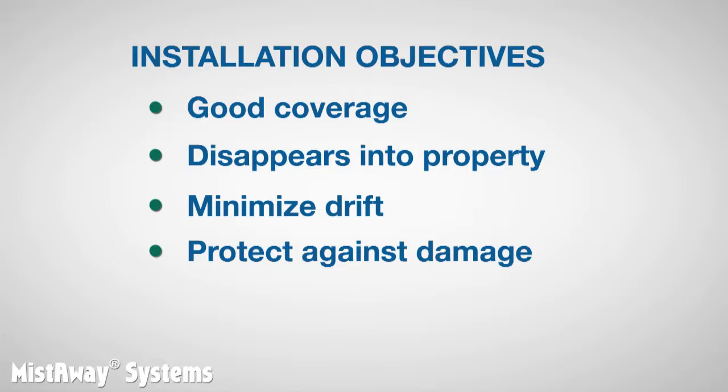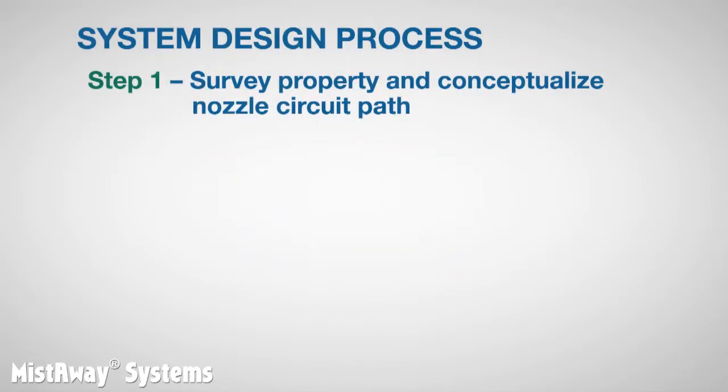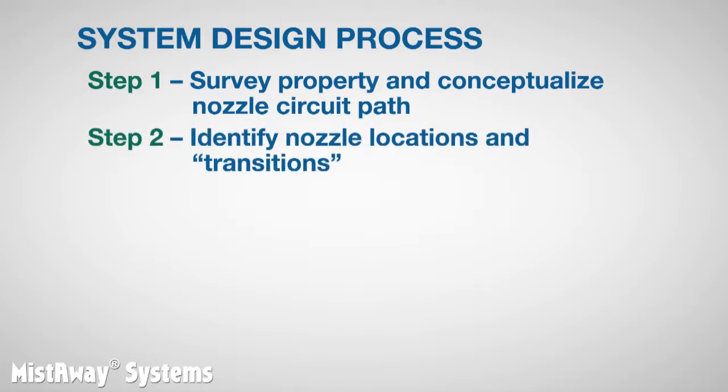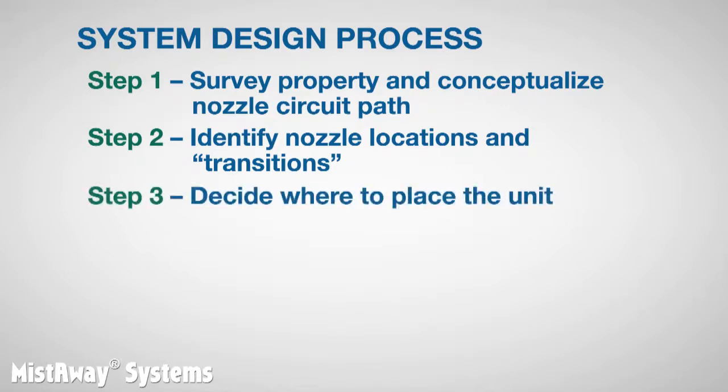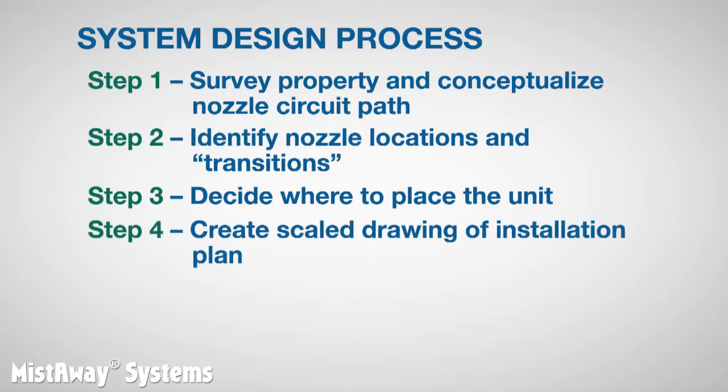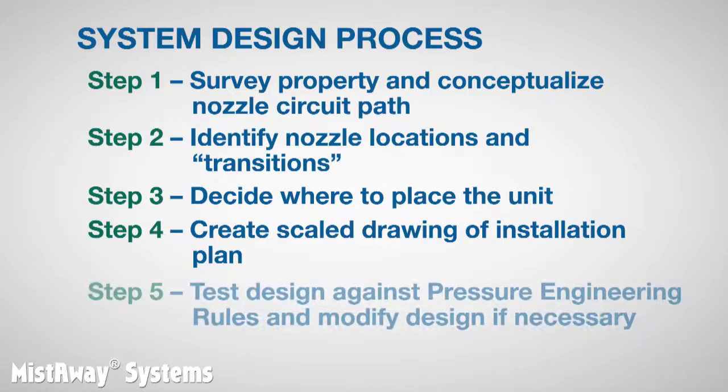To ensure that they will be met with every installation, we recommend you follow a 5-step design process that goes like this. Step 1. Survey the property and conceptualize the path of the nozzle circuit. Step 2. Identify specific locations or surfaces available for nozzle installation and consider transitions from one surface to another. Step 3. Decide where to place the misting control unit. Step 4. Make a scale drawing of the installation plan. And finally, Step 5. Use the pressure engineering rules developed in the fundamentals videos to anticipate pressure issues in your design and engineer around them.